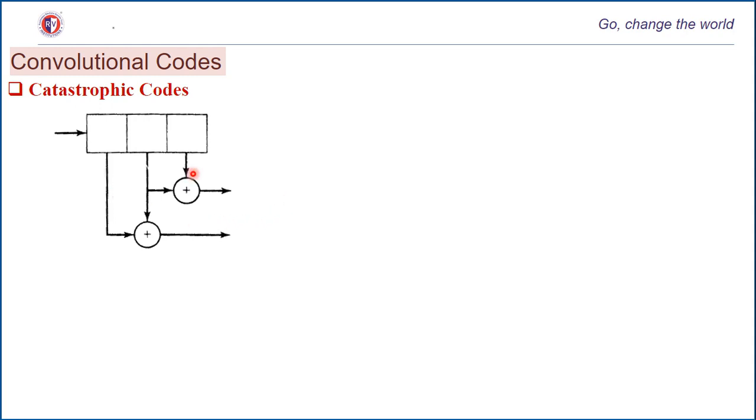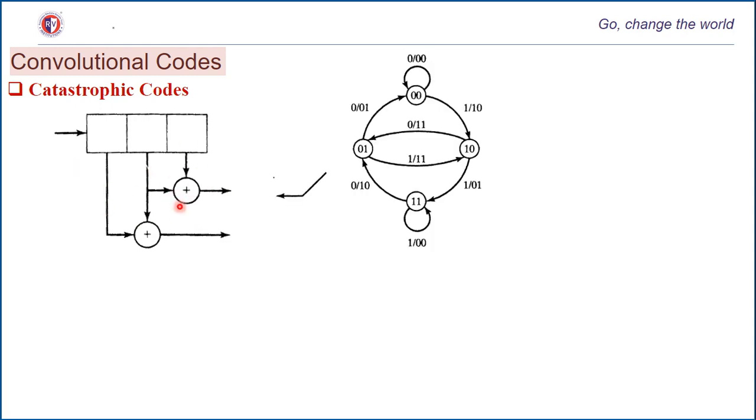which is obtained in this fashion, where the first binary or modulo 2 addition is from the first and the last one, and the second one is from the first and second. With this convolution encoder structure, we can obtain the state diagram as we had mentioned. So I'll not explain much about the process of obtaining the state diagram. This should be very evident.